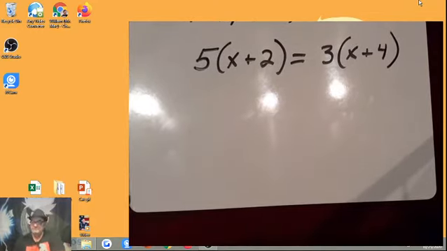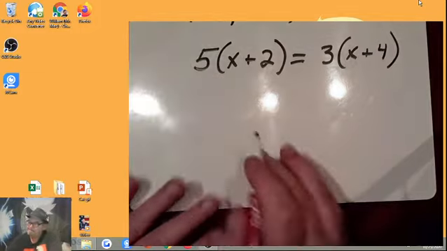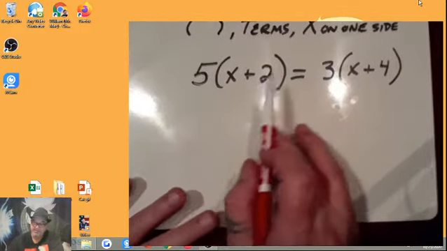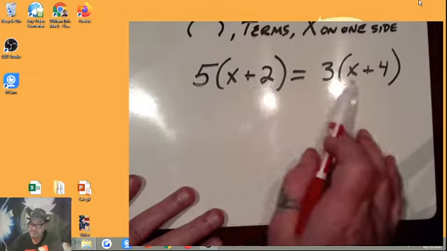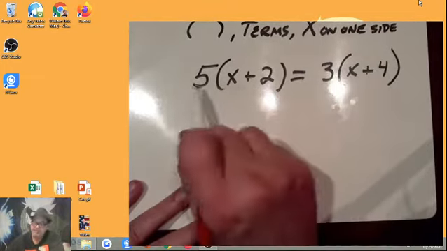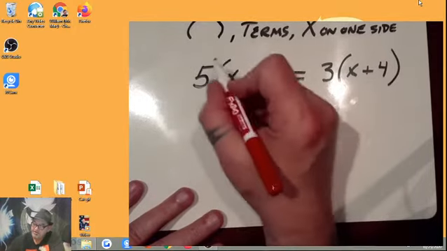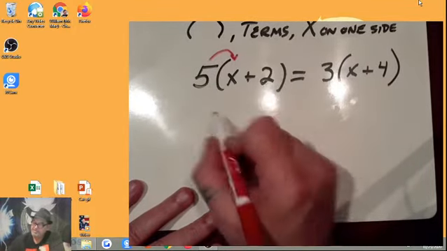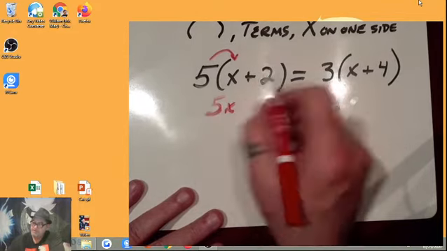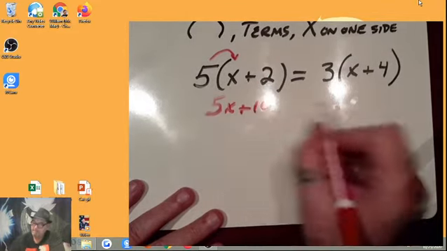All right, well, let's see what we can do here. What's the first thing we look for, guys? Parentheses. Do I have parentheses? Yeah. Not only do I have parentheses, I've got them twice. Okay, no big deal. Let's get rid of both of them. So we'll start here on the left. 5 times x is 5x. 5 times 2 is 10.